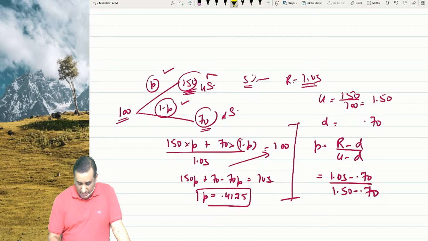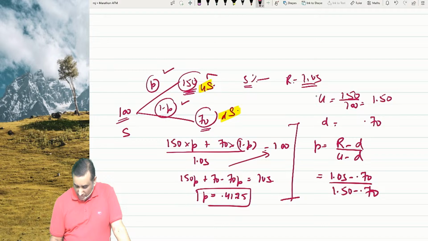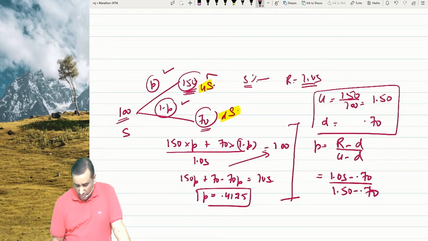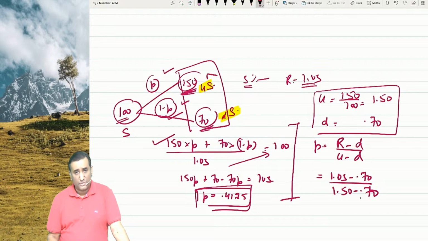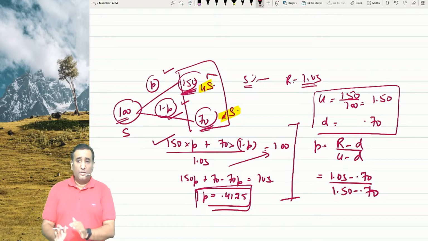So either you apply US, DS, and use this way of doing it, or you say 150 into probability plus 70 into 1 minus P. This is happening after 1 year. If it has to be equated to 100, then what should be the risk neutral probability? I think you should get exactly the same, 0.4125.